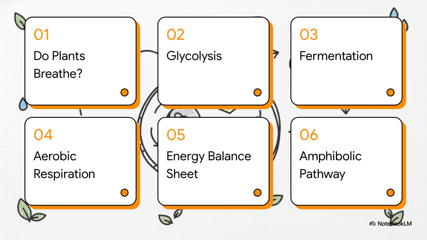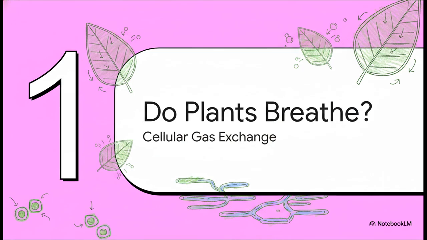Okay, so here's our roadmap for today's explainer. 1. Do plants breathe? 2. Glycolysis. 3. Fermentation. 4. Aerobic respiration. 5. The energy balance sheet. And finally, 6. The amphibolic pathway. We're going to follow the journey of a single glucose molecule from the moment it splits right up to its transformation into cellular fuel. Let's start with section 1.